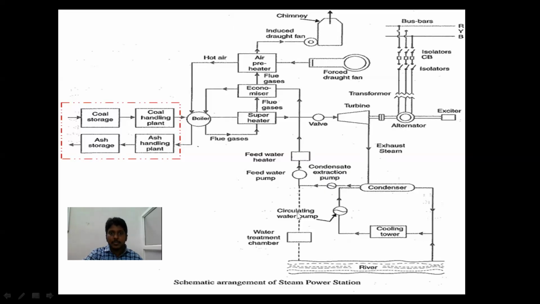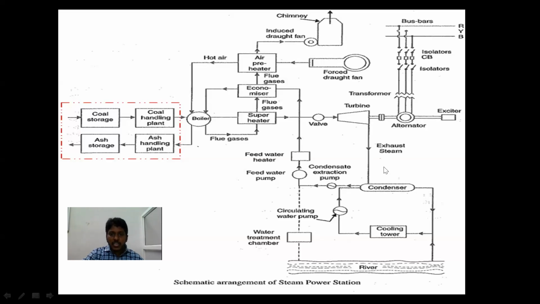So the cycle repeats. Out of 100% of the water requirement, once it reaches the condenser, it will lose around 5 to 10% of water. So the extra 5 to 10% of water we need to supply from here, this water treatment chamber. For each and every cycle it will lose some water, so that water we need to supply continuously.